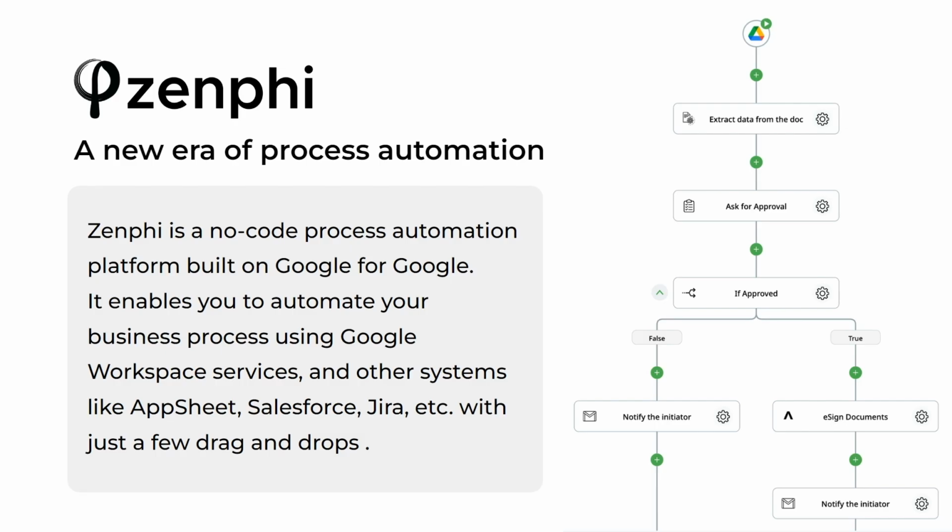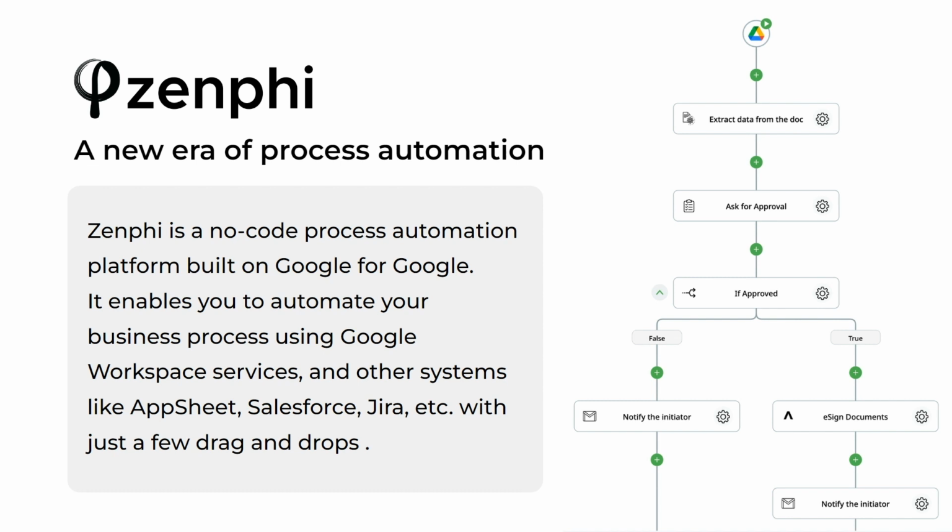This is where Zenphi shines. Zenphi offers a comprehensive suite of tools for automating workflows, including form and document processing, approval workflows, and integrations with many other systems. Zenphi offers advanced automation features such as conditional logic, loops, state machines, multi-step workflows, and dynamic data handling. Zenphi is built with enterprise-grade security features, including role-based access control, data encryption, and compliance with industry standards.